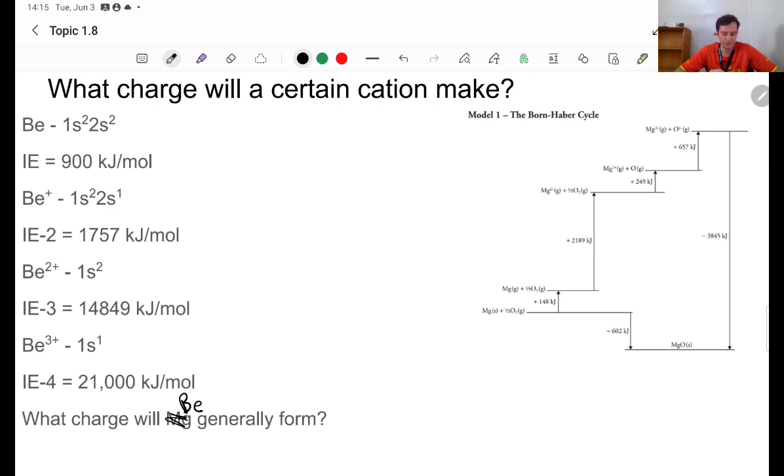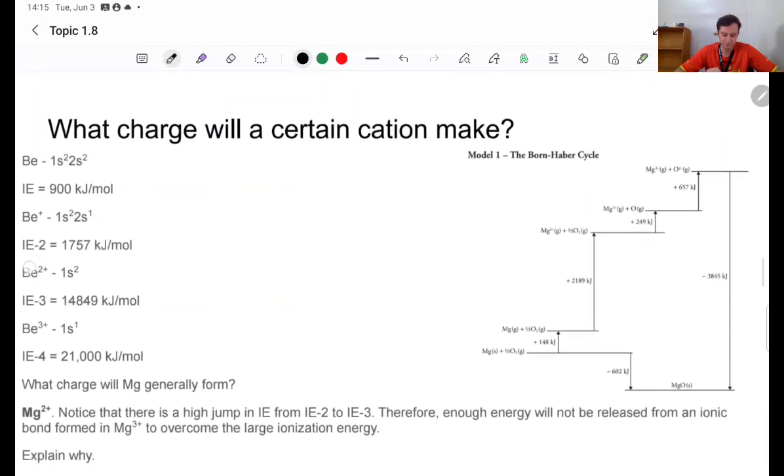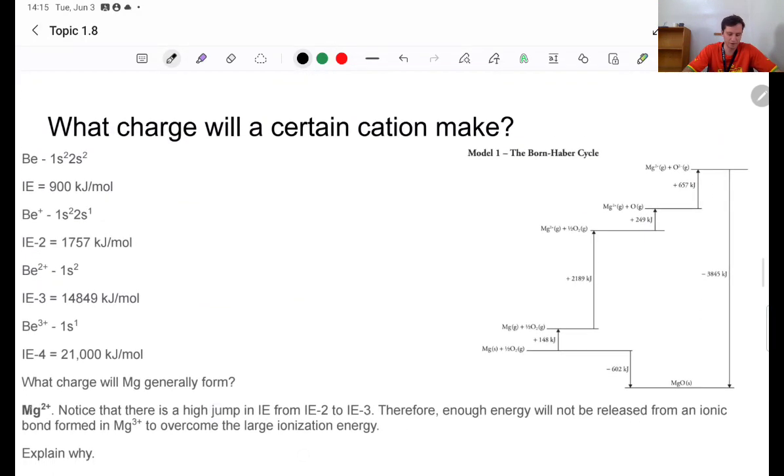So go ahead and pause the video if you haven't, and then we'll go over the answer. Okay, this is supposed to be Be2+. Notice that there's a high jump in ionization energy from IE2 to IE3. Right, see the big difference here. Therefore, enough energy will not be released from ionic bond formed in Be3+ to overcome the large ionization energy.